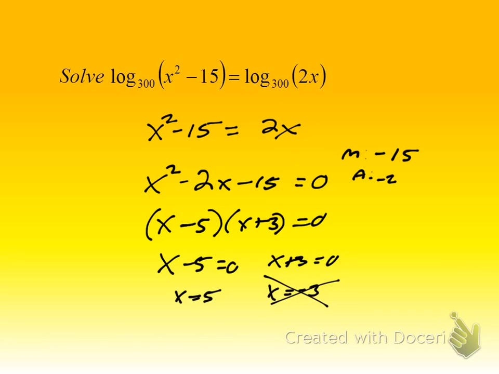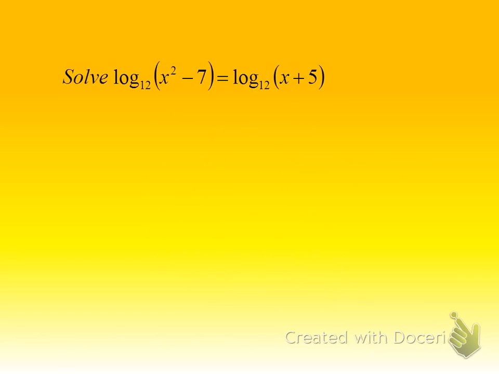It doesn't have to be both logs. It just has to be one. Okay? Okay, so if one gives you a negative, you cross it out. Okay? One more. Ready? Last one. Let's see who's paying attention. There you go. Alrighty.